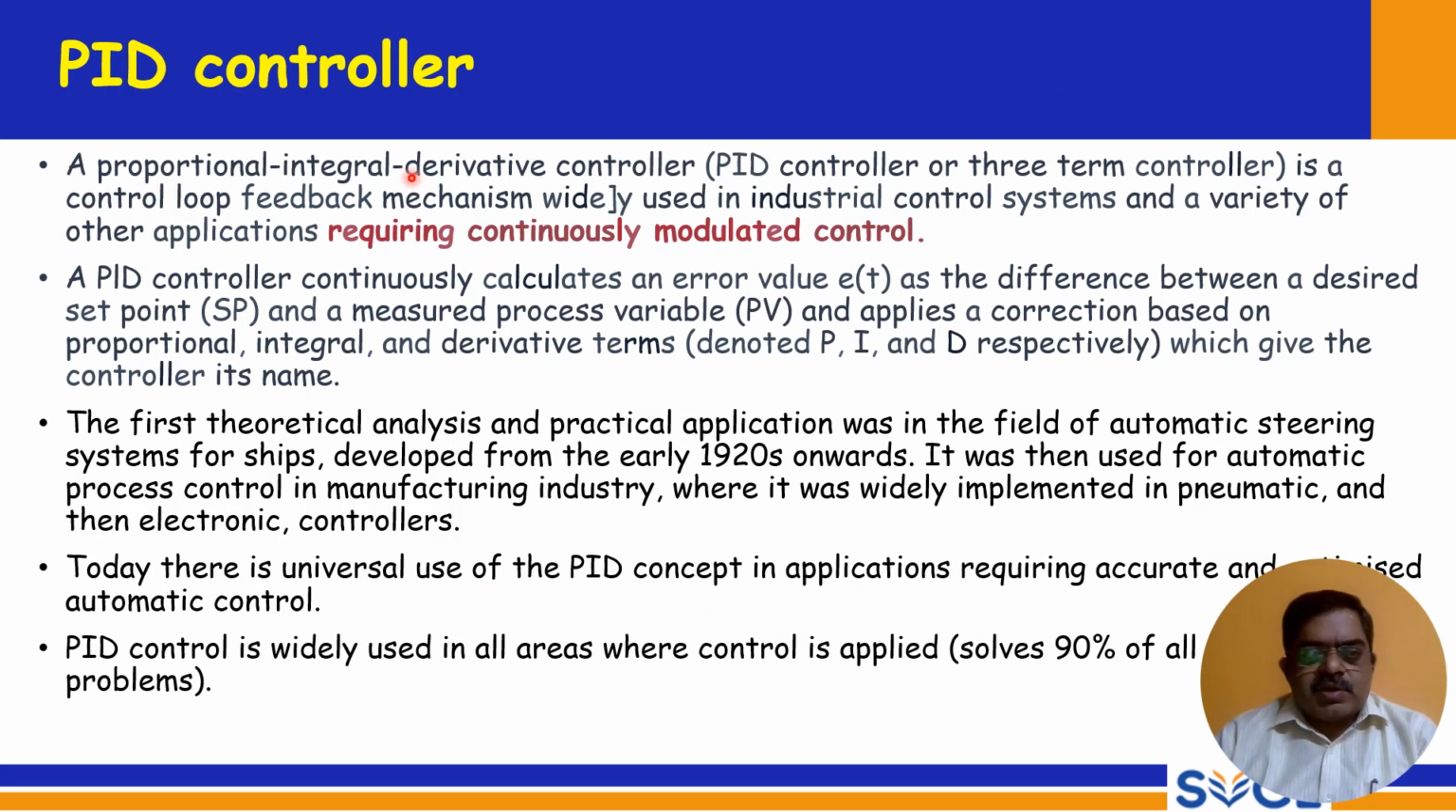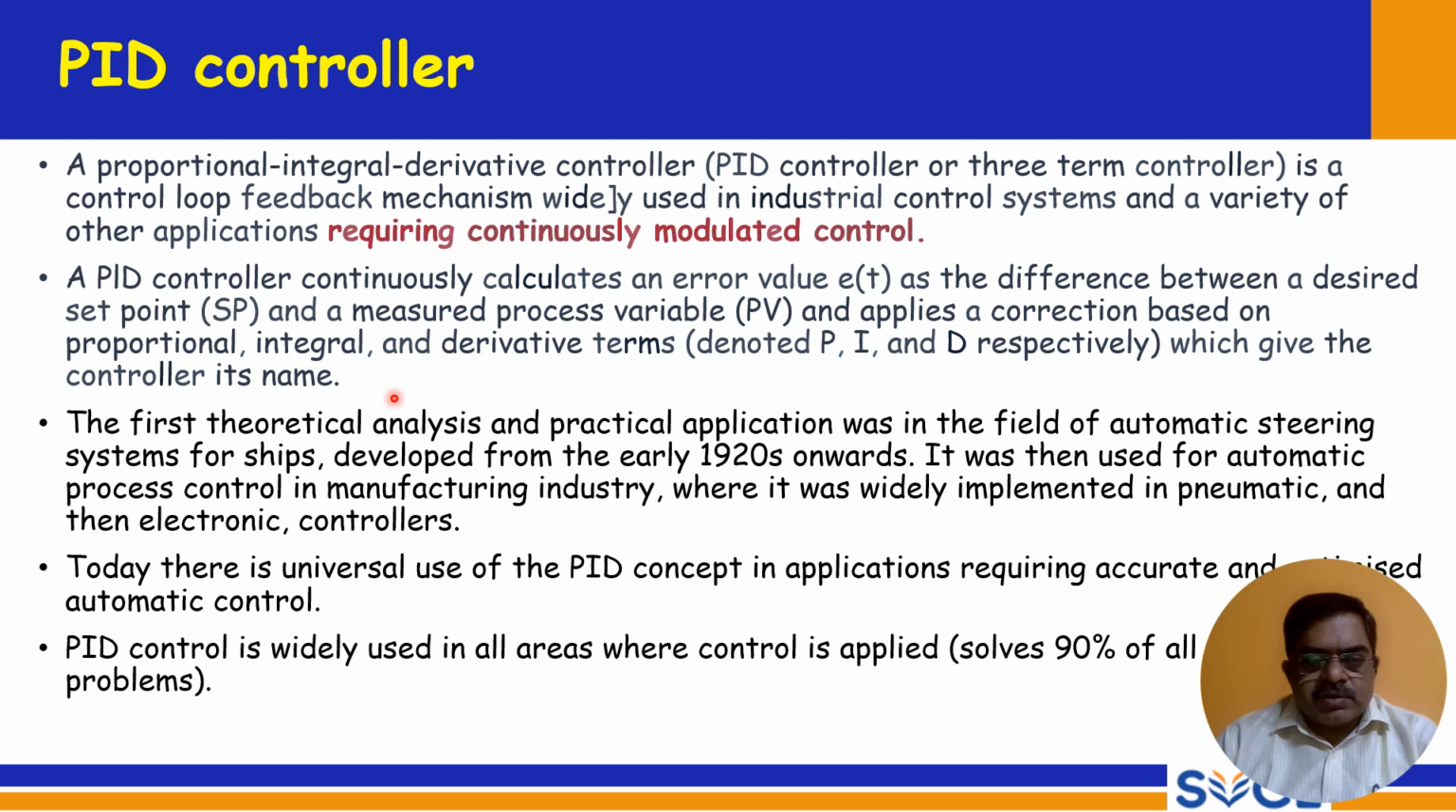A proportional integral derivative controller, PID controller, also known as a three-term controller, is a control loop feedback mechanism widely used in industrial control systems and a variety of other applications requiring continuously modulated control. A PID controller continuously calculates an error value as the difference between a desired set point and a measured process variable, and applies a correction based on proportional, integral and derivative terms, denoted P, I and D respectively, which give the controller its name.